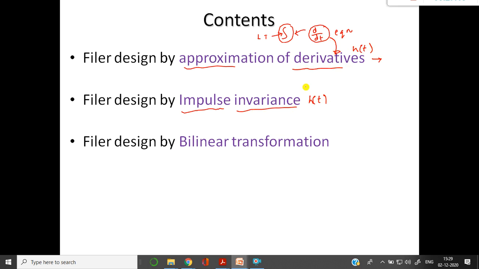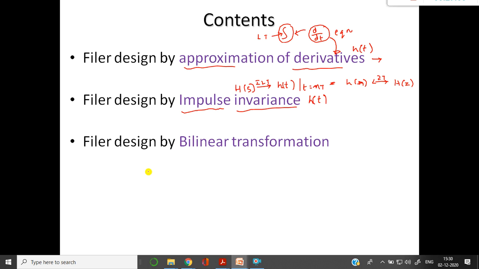The impulse invariance method is nothing but, as I just told you, I have H of s, I take the inverse Laplace transform, and I get h of t. I sample this, and in turn I get h of n. Then I apply the Z transform, and this is my H of z. Very simple and straightforward. So this is the digital filter designed by the impulse invariance method, then the digital filter designed by approximation of derivatives, and the third method is the digital filter designed by bilinear transformation.